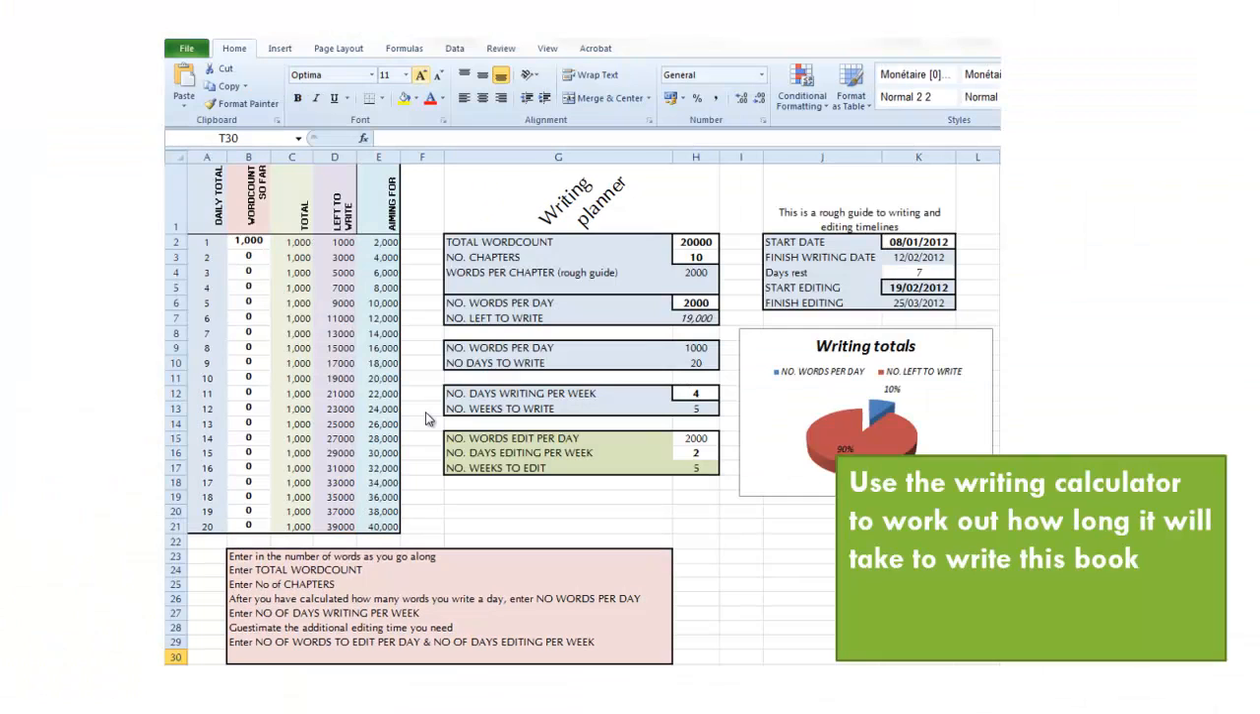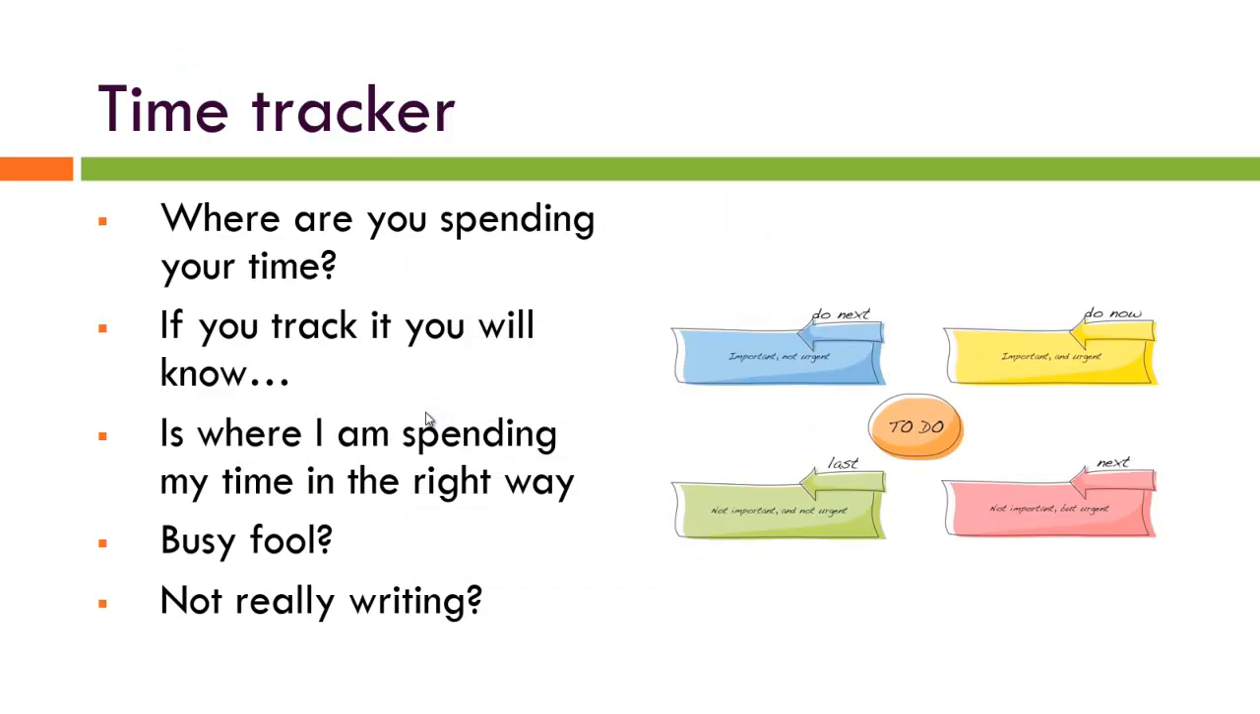So that's your writing planner. Now, the other thing to do is look at where you waste your time. Now, I know lots of people say they don't waste any time and they haven't got time to write. However, if you are going to write a book, no matter what kind of book it is, it's really important to work out where you spend your time and whether you're wasting any of that time. And are you spending your time in the right way? Are you just a busy fool?